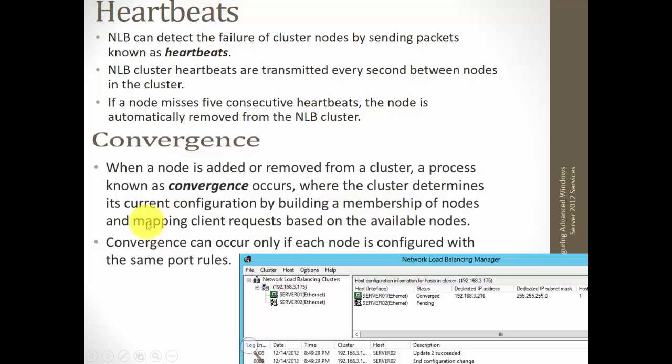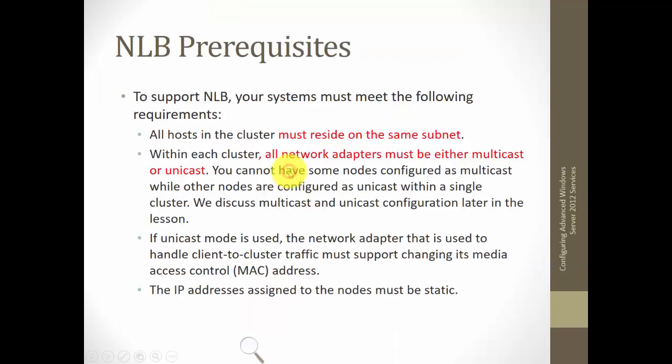Where the cluster determines its current configuration by building a membership of nodes and mapping client requests based on the available nodes. Convergence can occur only if each node is configured with the same port rules. So then it gets a little more complicated, but compared to other configurations, it's still easy.